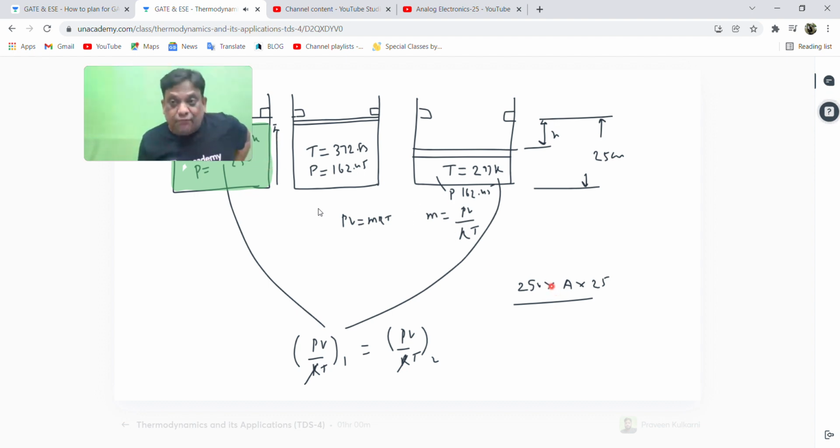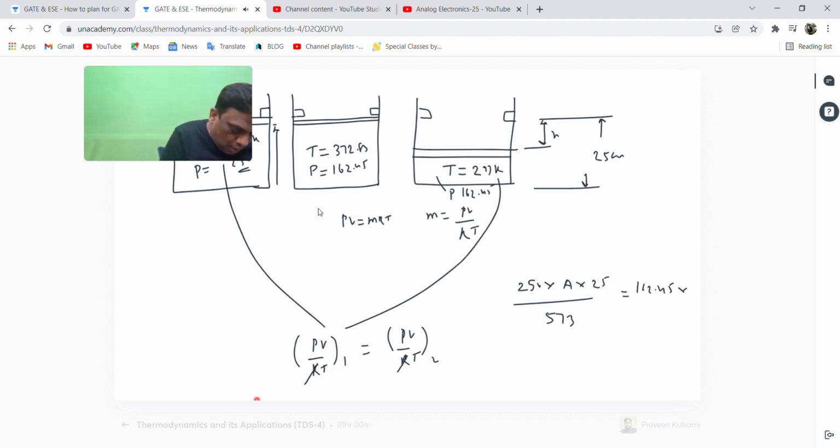Can anyone tell what is the final area? See, please listen. So P, what is the pressure here? 250. V by R T1. What is the temperature? 573. Should be equal to, what is the final pressure? 162.45. And you should be very careful, both are in kilopascal. Can anyone tell what is the final volume? The final volume occupied by the gas is only this much.